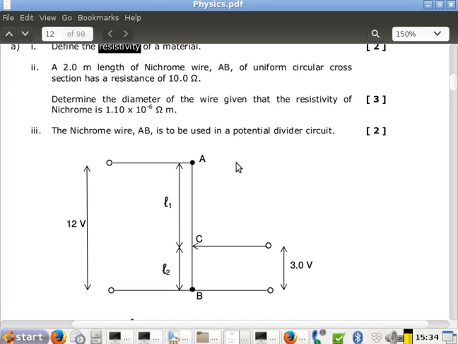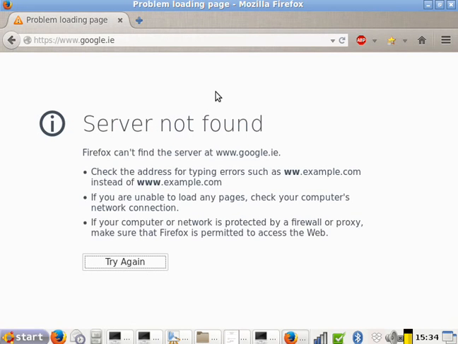Right, so let's have a look at the calculation part. A 2 meter length of wire with cross-section, resistance 10, and we need the diameter. Right, okay, so that's not too bad. So can you just write these numbers down for me? So we have L is 2, R is 10, and resistivity is 1.1 times 10 to the minus 6. You have those, just the numbers, yeah? Okay.